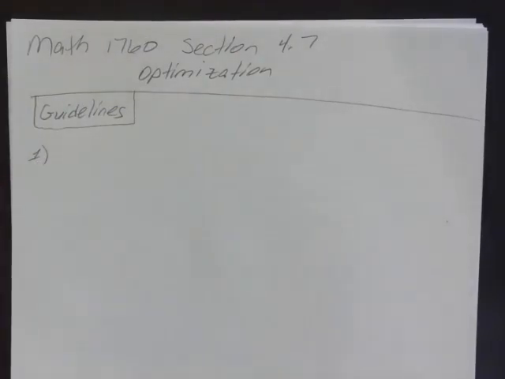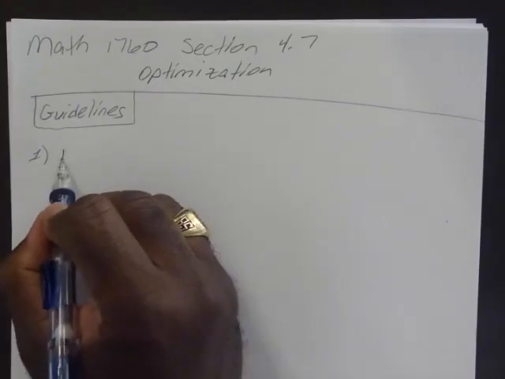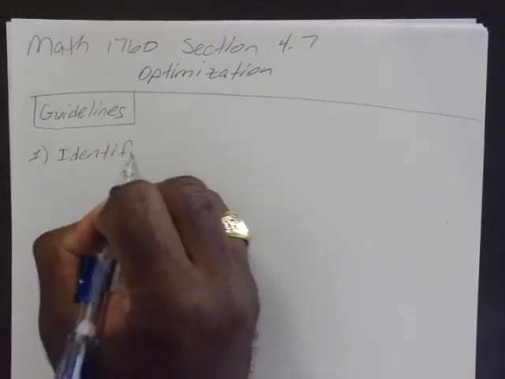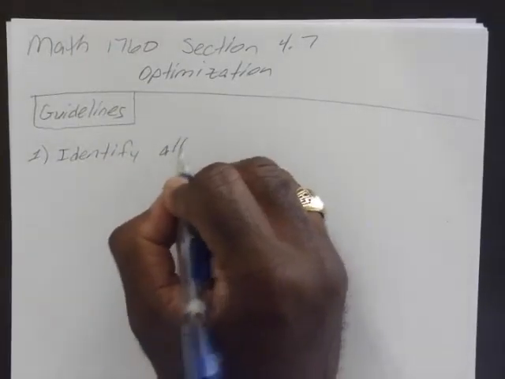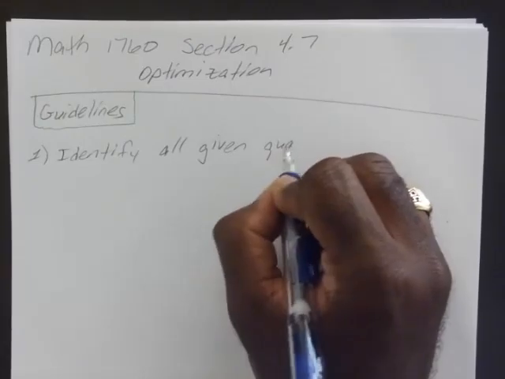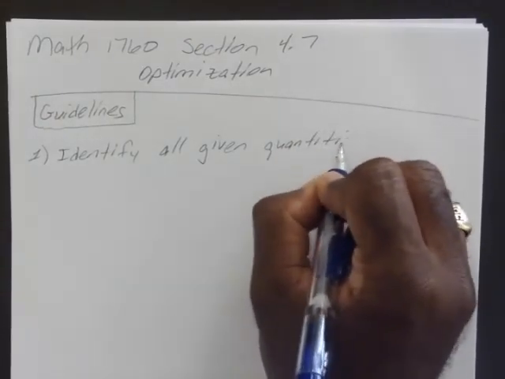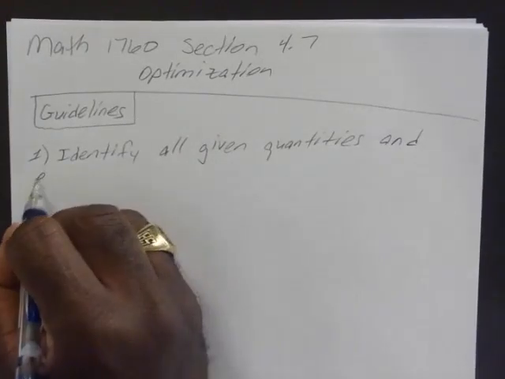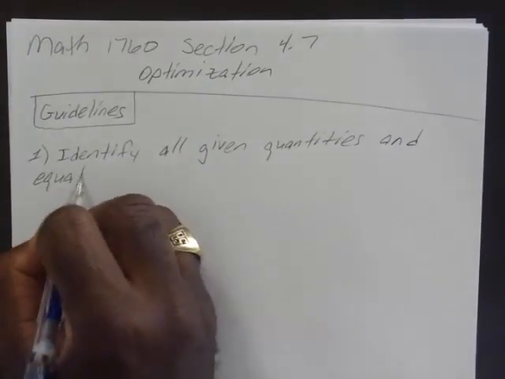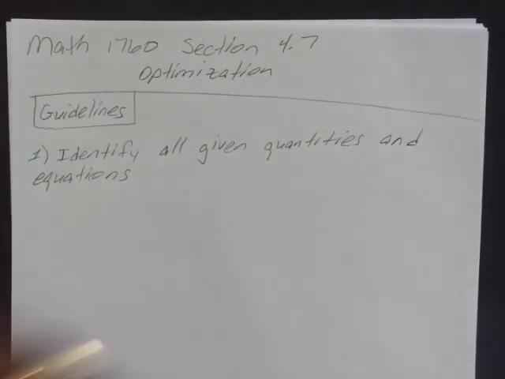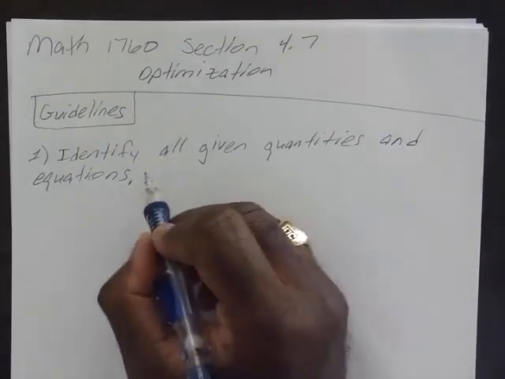Okay, so the first thing you want to do is identify all of the quantities given to you. So identify all given quantities and equations. And in some cases, making a quick little sketch helps visualize it.